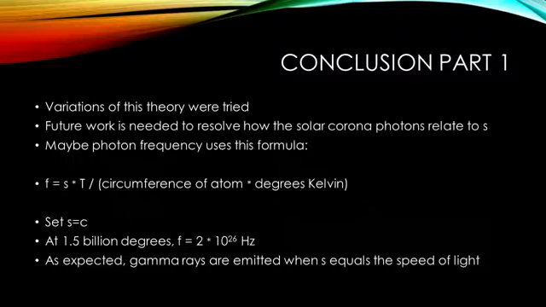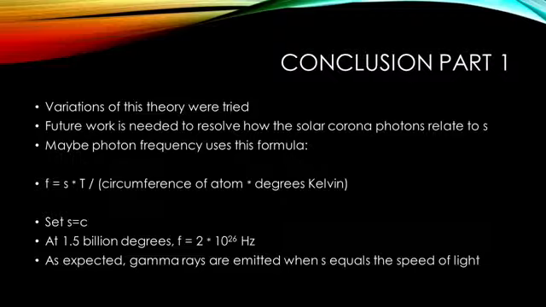Conclusion, part 1 out of 2. I tried variations of this theory, and future work is needed to resolve how the solar corona photons relate to S, the wave function velocity. But maybe the photon frequency uses this formula: F equals S times T divided by the circumference of the atom times degrees Kelvin.